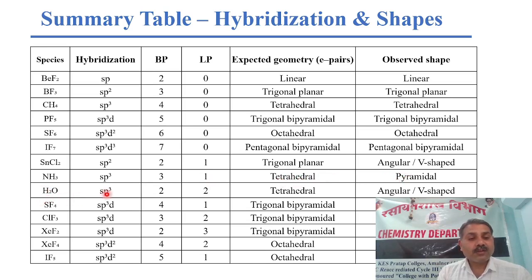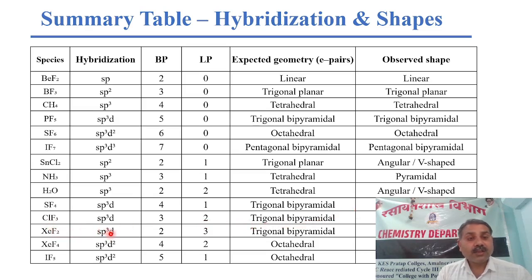In the case of the H2O molecule, sp3 hybridization with 2 bond pairs and 2 lone pairs. Expected geometry is tetrahedral, but actually it is angular or V shape. For the SF4 molecule, sp3d hybridization with 5 hybrid orbitals, 4 act as bond pairs and 1 as a lone pair. So expected geometry is trigonal bipyramidal, but actually it is a seesaw structure. Then another molecule is ClF3 having sp3d hybridization with 3 bond pairs and 2 lone pairs of electrons. Expected geometry is trigonal bipyramidal, but actually it is bent T shape.